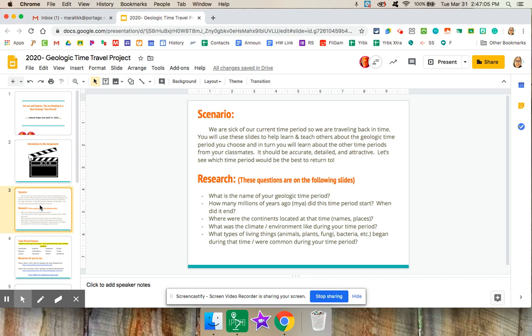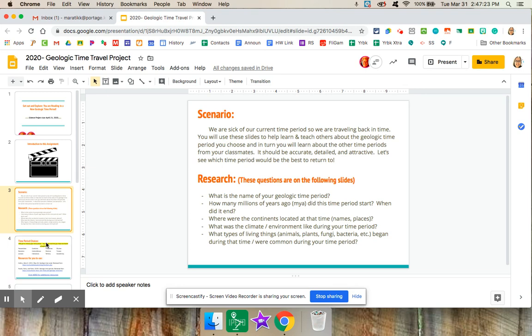What was the climate or environment like during your time period? So was it warm? Was it cold? Was it snowy? Was it mostly water? Could you breathe the air? So you'll need to find that information. And then what types of living things, like animals, plants, fungus, bacteria, etc., began during that time or are common during your time period.